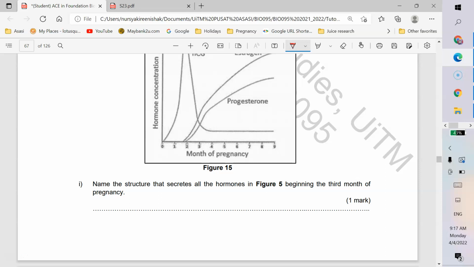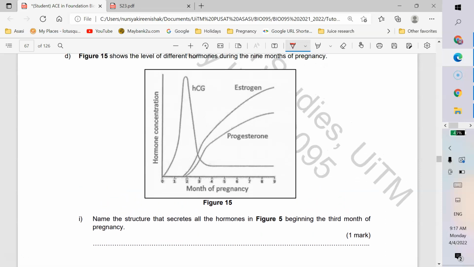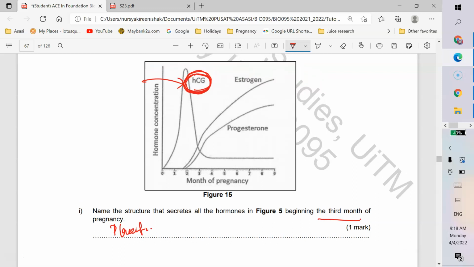So, next question, back to Izzat. Name the structure that secretes all the hormones in figure 5 beginning the 3rd month of pregnancy. The answer is placenta. Okay, placenta, alright. So, apa struktur lain yang selain placenta yang akan secrete hormon HCG ni during early pregnancy? Dia cakap bulan yang ketiga kan, tapi awal-awal tu HCG dihasilkan, tapi daripada struktur apa? Blastosis. Okay, blastosis. So, awak kena tahulah kan, blastosis akan secrete hormone HCG to maintain the corpus luteum. So, corpus luteum can secrete estrogen and progesterone to cause the thickening of endometrium lining.